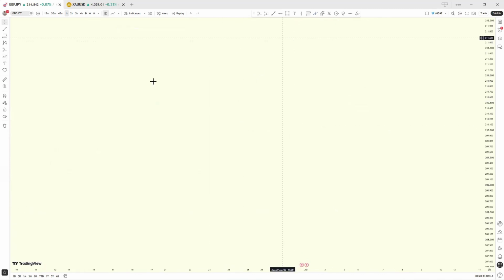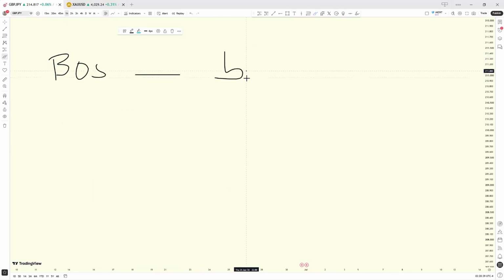We have already identified higher highs and higher lows in a bullish market structure, lower highs and lower lows in a bearish market structure, then support and resistance in a ranging market structure. Now, let's talk about some concepts. What are the concepts? There is what we call a BOS. A BOS means a break of structure.